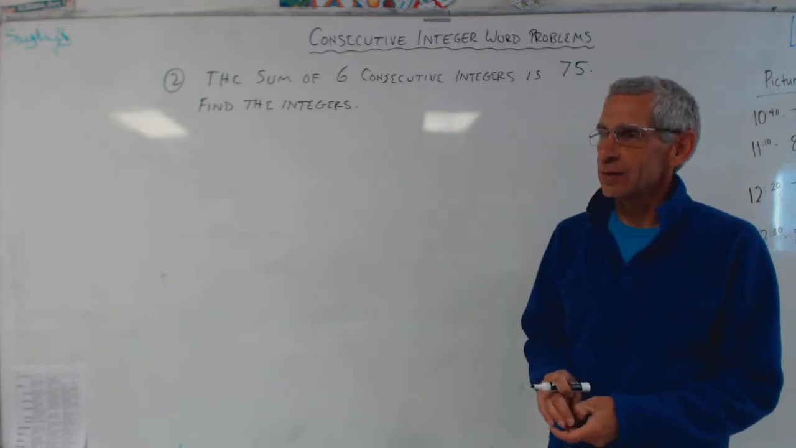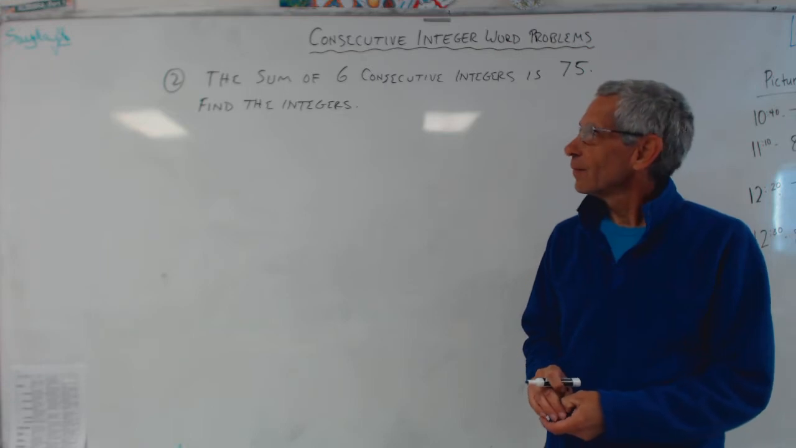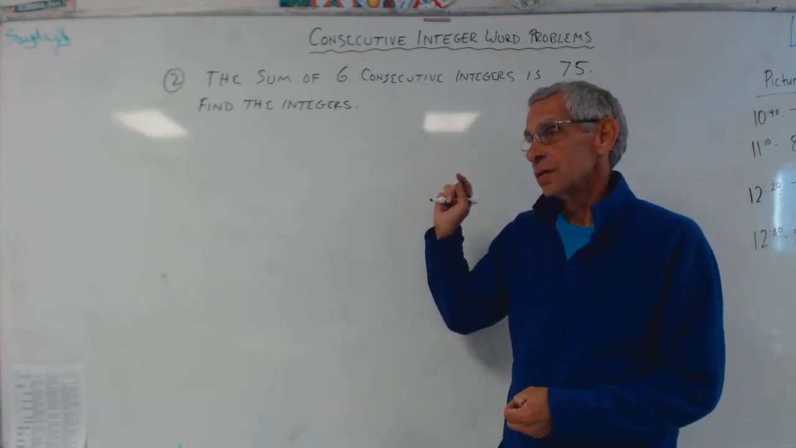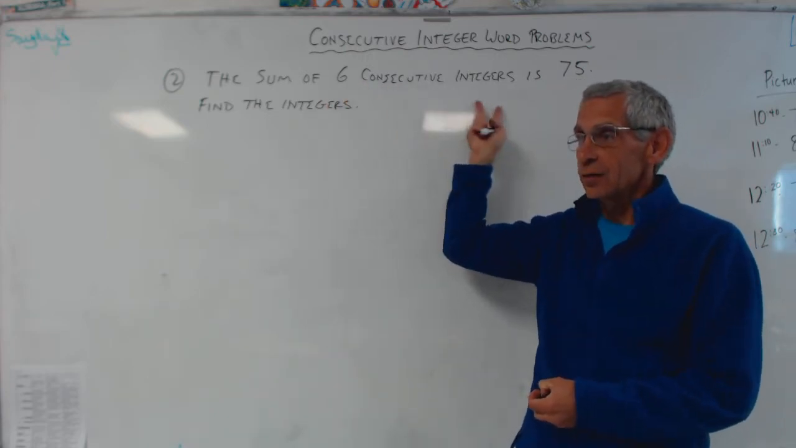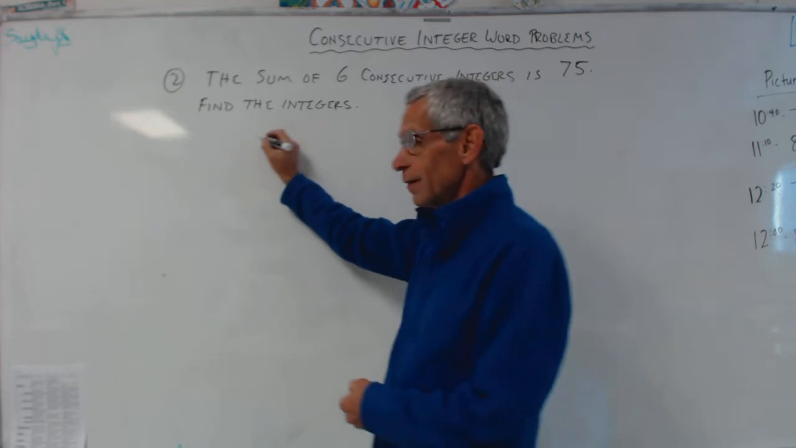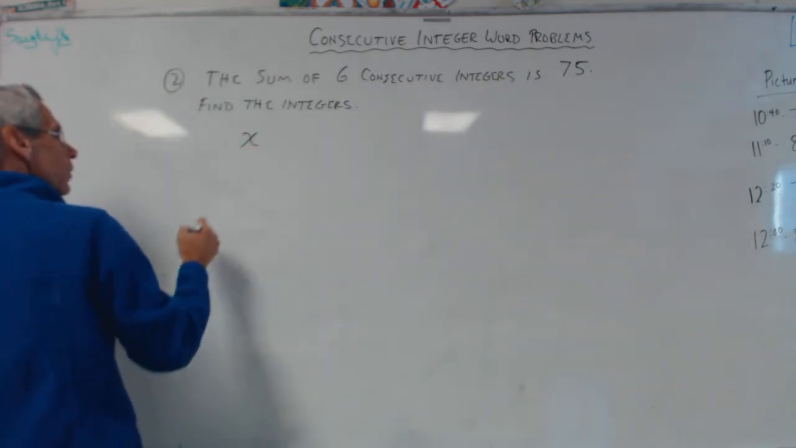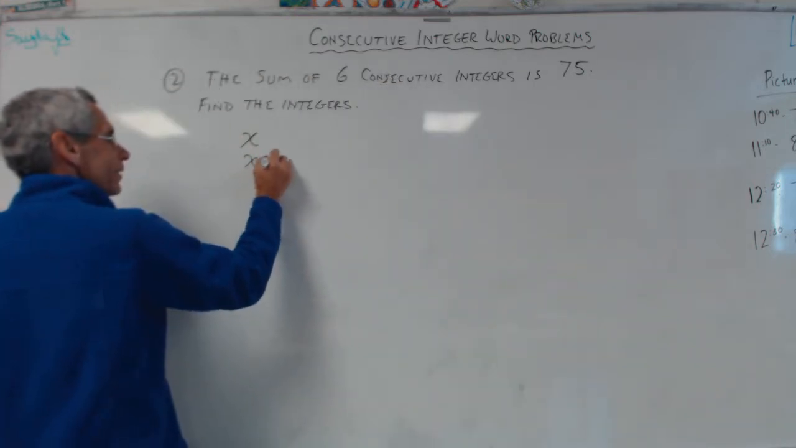What's the first number? 6, 75. Well, but how many unknowns are there? The sum of 6 consecutive integers. There's 6 unknowns. What's my first number going to be here? X. Exactly. All right, Jaden, what's my second number going to be? X plus 1. Oh my gosh, you guys are starting to get this.